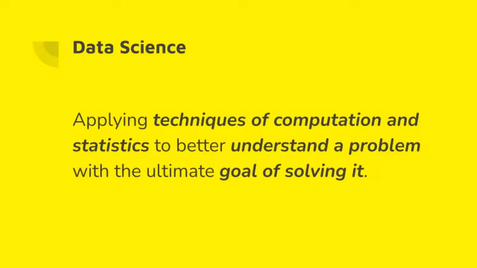Let's get started. First, let's define what data science is. The exact definition depends on who you ask, but most definitions fit this definition pretty well. Data science is the application of statistics and computation, in order to better understand a problem, to help solve that particular problem. In data science, our goal is to solve problems.